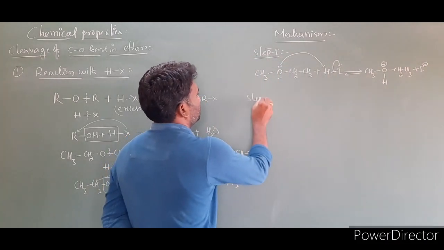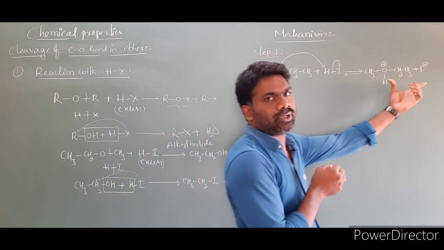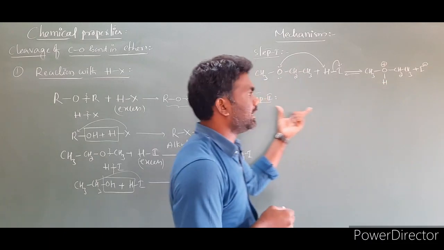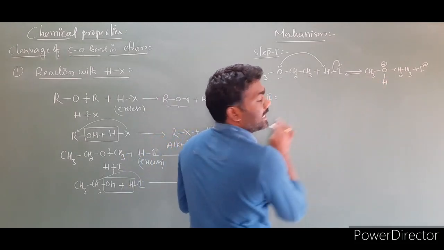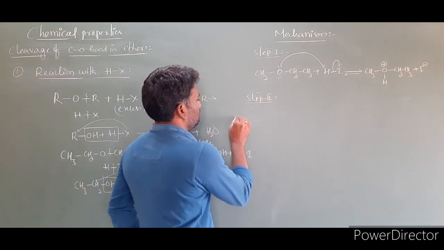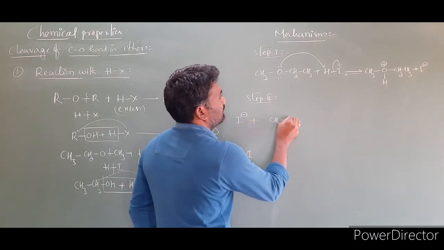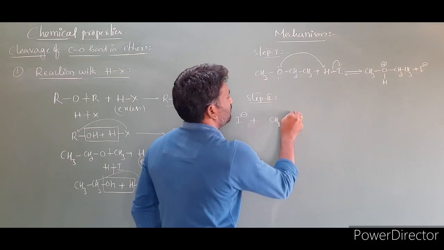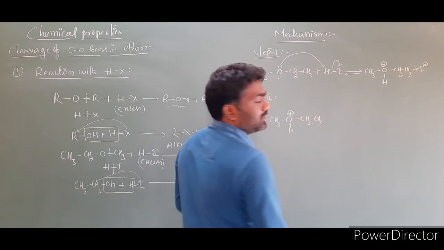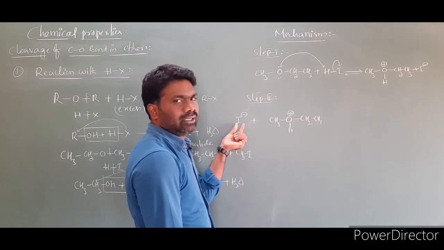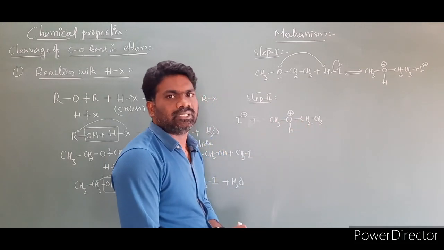Step 2. I am rewriting the product formed: I minus plus CH3 O H with a positive charge on oxygen, and CH2 CH3. Then this negatively charged iodine can attack this alkyl group or that alkyl group. There are two possibilities. This is a very key point.